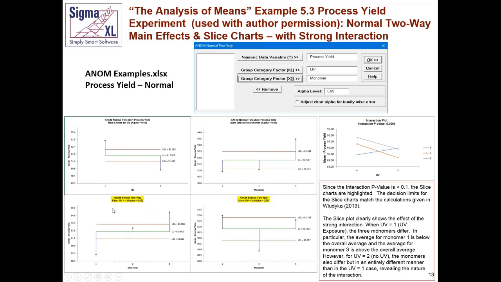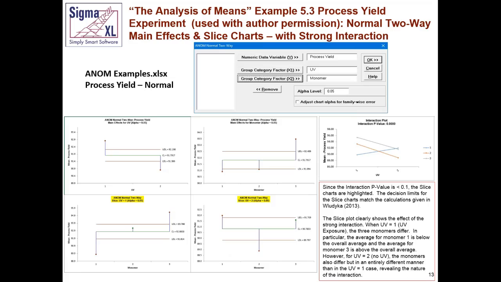So what is being recommended is the slice plot. And here what we have with the slice plot is with UV equals 1, so the factors are UV and monomer, and with UV equals 1, we are able to see the effect of monomer. Here, with UV equal 2, we can see the effect of monomer, but they look very different. Over here, when UV is equal to 1, monomer 1 results in a significantly low process yield, whereas if UV equals 2, it's a complete reversal.